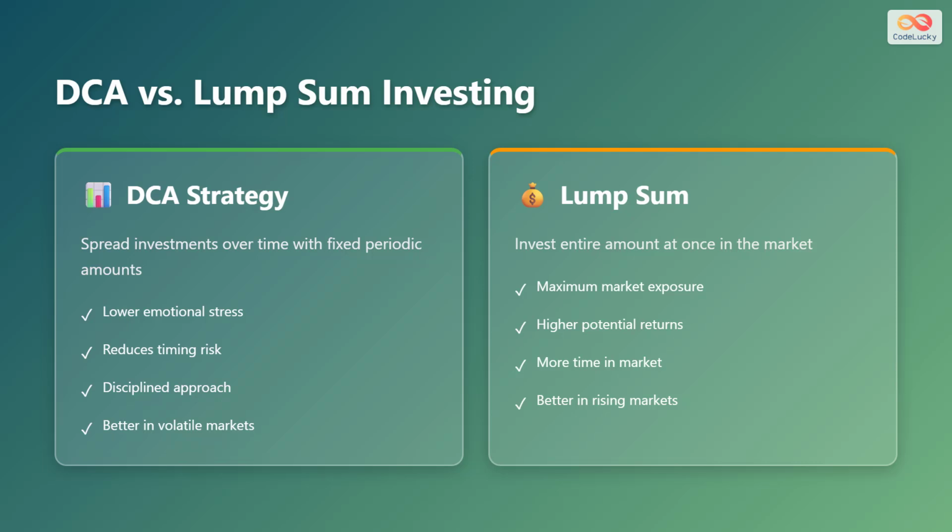On the other hand, lump sum investing means putting your entire amount into the market at once. This gives you maximum market exposure immediately and historically shows higher potential returns in consistently rising markets. The key advantage is more time in the market. Each strategy has its place, and the right choice depends on your situation, risk tolerance, and market conditions.